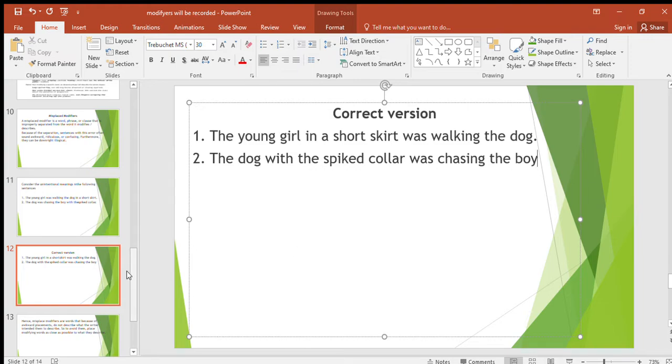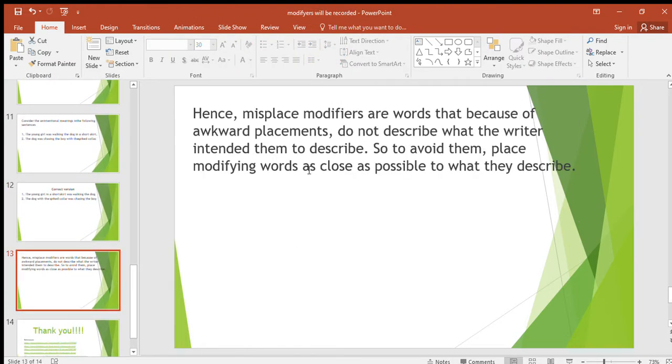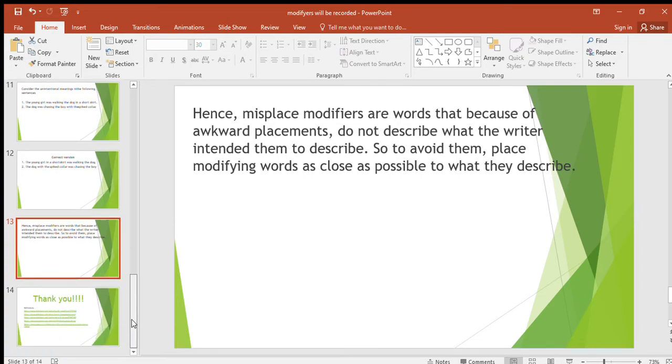And to end it all, misplaced modifiers are words that, because of awkward placements, do not describe what the writer intended them to describe. So to avoid them, place modifying words as close as possible to what they describe. Okay, so that's all for our lesson for today, the modifiers.